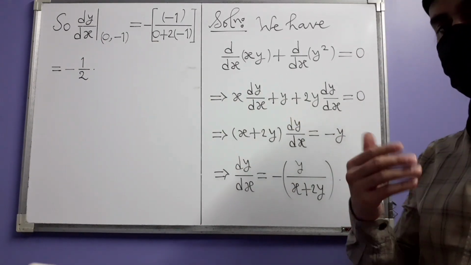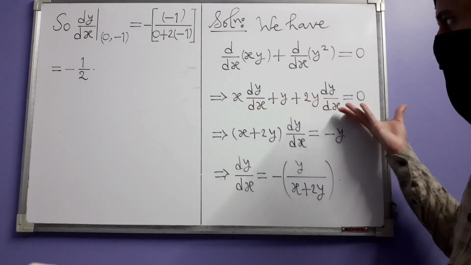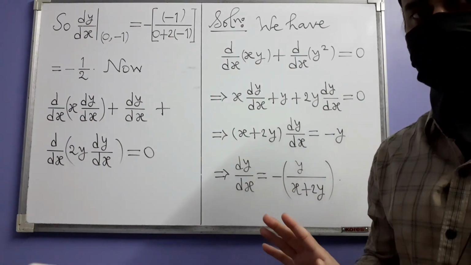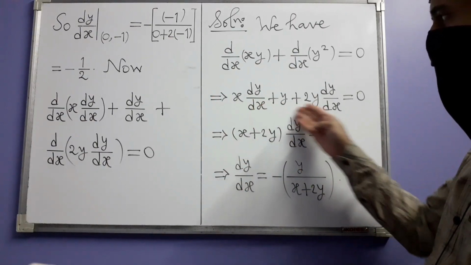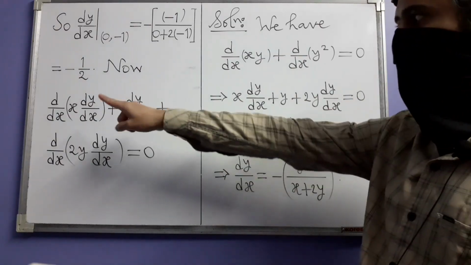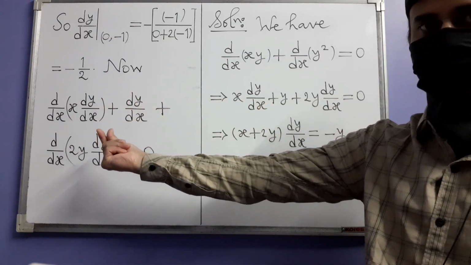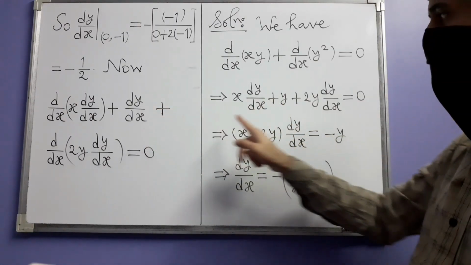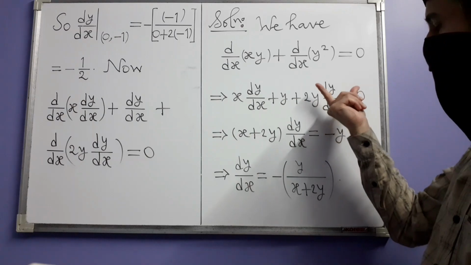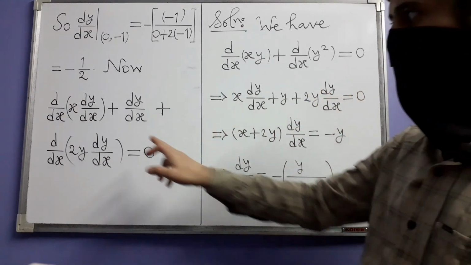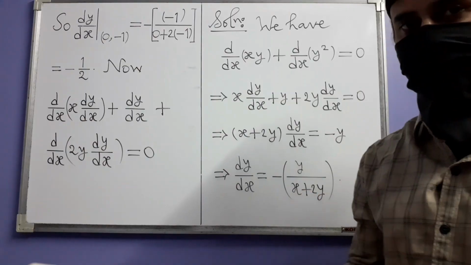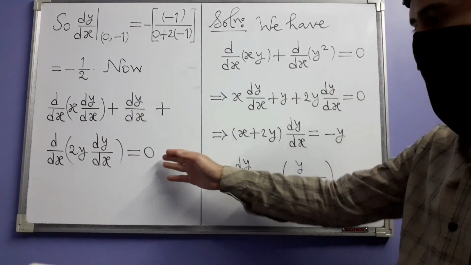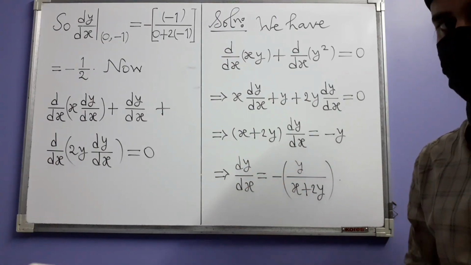And now to find the second derivative, we are going to differentiate this. So we first write what we will initially get from that differentiation, applying the sum rule to these three terms: d/dx of x times dy/dx, plus the derivative of y with respect to x, which is just dy/dx, plus d/dx of 2y times dy/dx. We have also carefully enclosed these things within brackets to indicate what we are differentiating. And the right hand side of course is 0, because d/dx of 0 is 0.